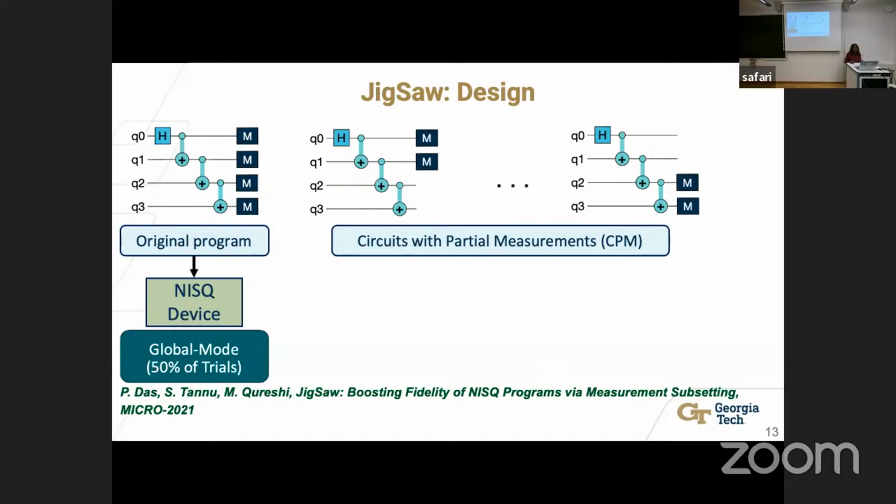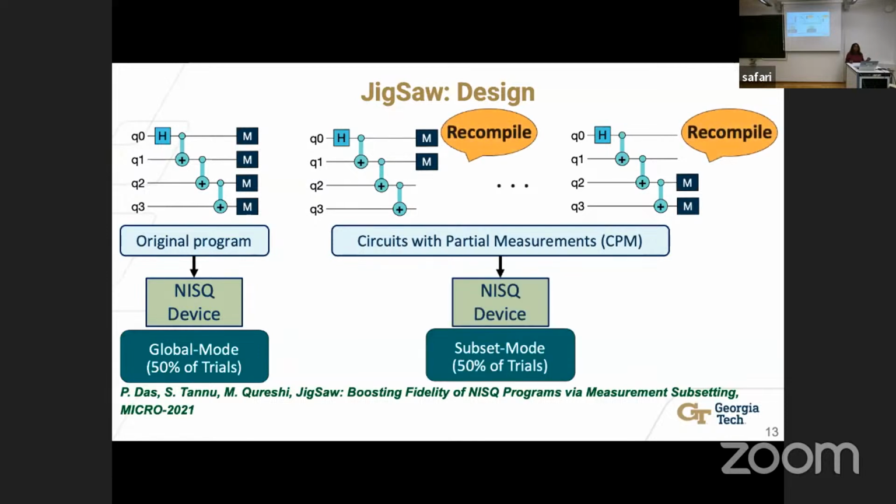Now, in addition to that, we have these CPM, or circuits with partial measurements. The idea is similar to what I described earlier. You do your computations, but now you measure only a subset of qubits in each copy. More importantly, if you look at most current devices, as I briefly mentioned earlier during a question, they have a huge variability in device error rates. Some devices are more error prone than others. Now that you have fewer qubits to measure, you can recompile those programs to do those measurements on very good qubits, which have lower measurement error rates. This is called the subset mode. You take those additional circuits with partial measurements and run them for the remaining 50% of the trials.